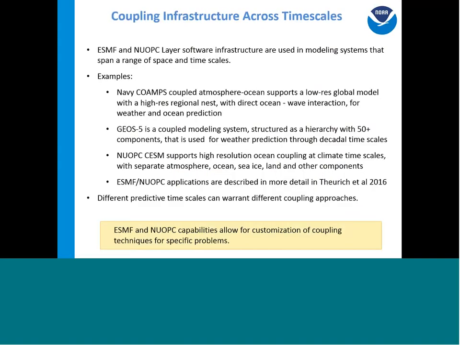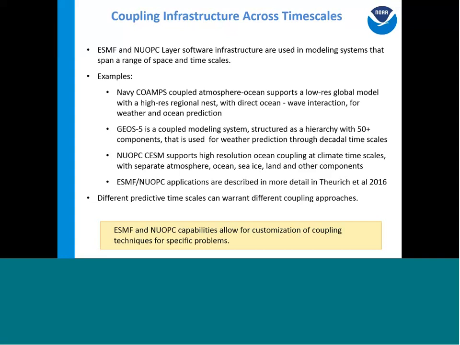So ESMF and NOAA layer software infrastructure are used in modeling systems that span a range of space and timescales. Some examples are the Navy COAMPS system, which has a coupled atmosphere-ocean and supports a low-res global model with a high-res regional nest. It also supports a direct ocean-to-wave interaction, and that's used for weather and ocean prediction.